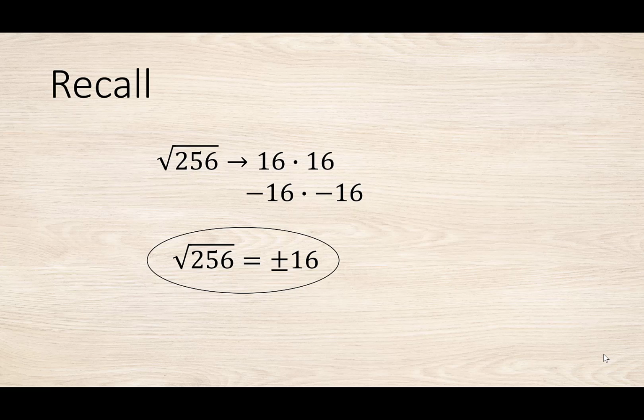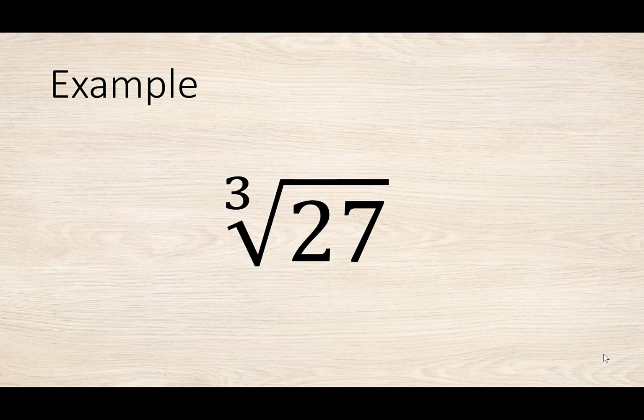All right, so first let's recall how to find a square root. Finding a square root is where we take the radicand, the number underneath the square root, and figure out what multiplied by itself gives us that number. So if I have the square root of 256, I know that 16 times 16 is 256, but I also know that negative 16 times negative 16 is also positive 256. So when we had the square root, we had our two answers of positive 16 and negative 16, or just plus or minus 16.